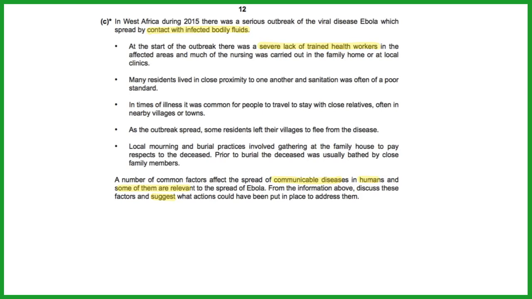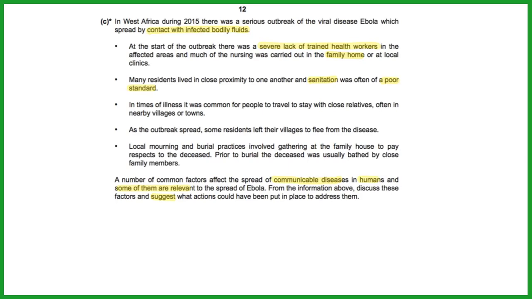Much of the nursing was carried out in the family home. Well, if we link that to the contact with infected bodily fluids, then it's more likely to spread it to family members. So maybe a suggestion would be to treat them away from the family home. Many residents lived in close proximity to one another, and sanitation was often of a poor standard. So why would that cause an increase in transmission? Well, it's coming into contact with infected bodily fluids. How could you improve that? Put in better forms of sanitation and disposal of bodily fluids.